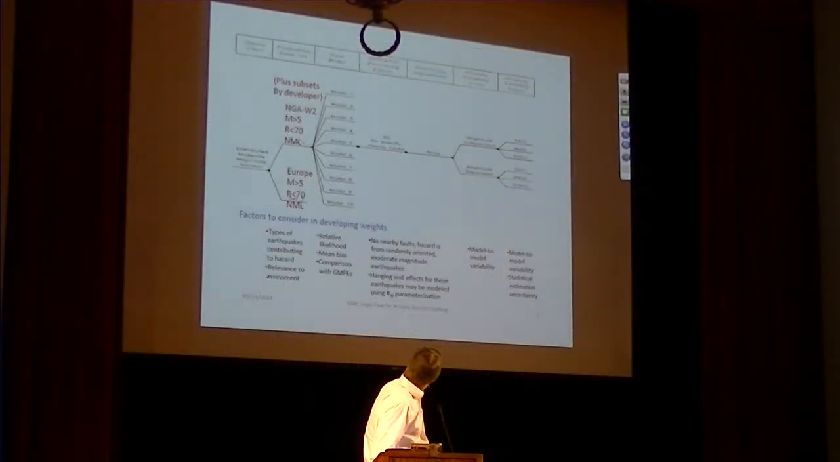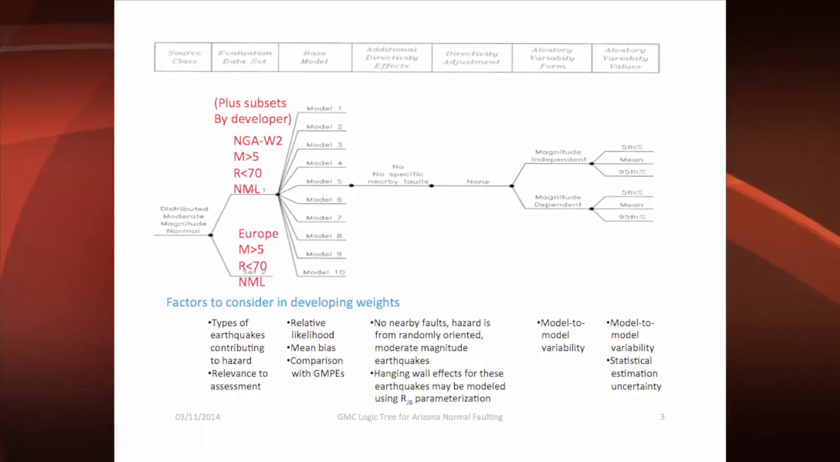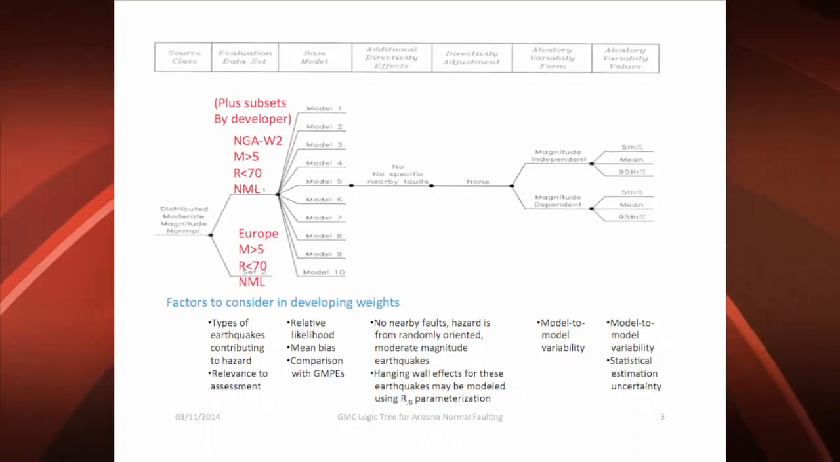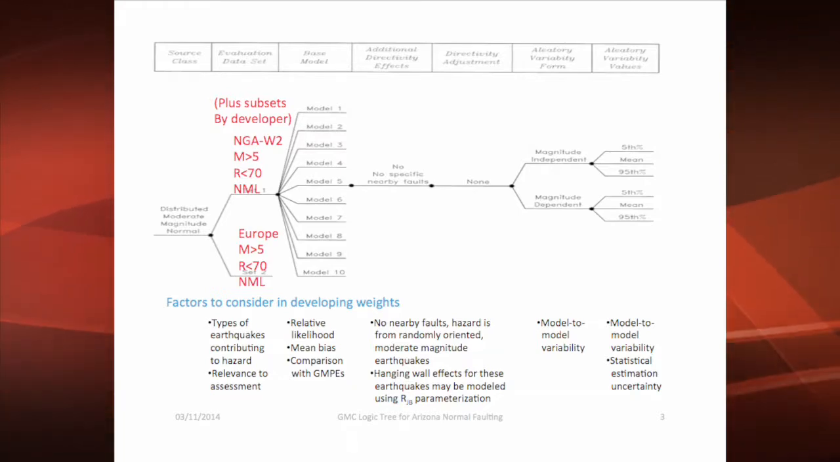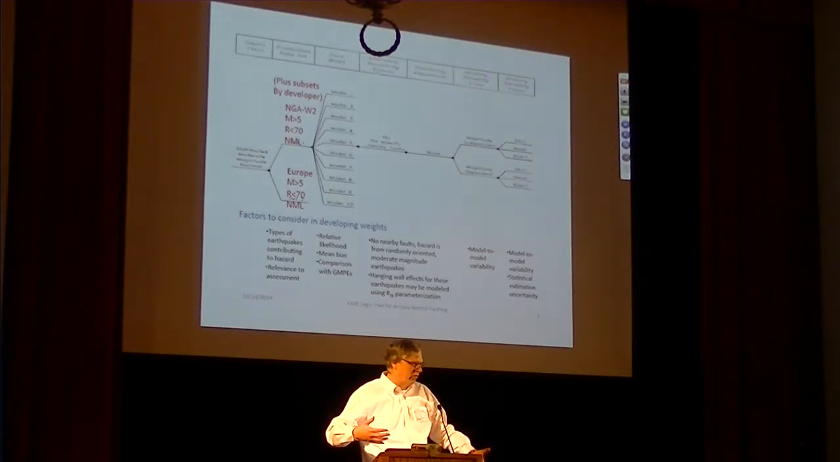So Bob showed the logic tree structure that we're using for our normal faulting events here, and then we start with our evaluation data set. So there's an NGA-West2 data set. We're going to focus on magnitudes greater than 5, distances less than 70 kilometers from normal faulting events. So these are restricted subsets of the data applicable to our particular problem, but we're going to lose a lot of recordings, right? So it's going to be small data sets here.